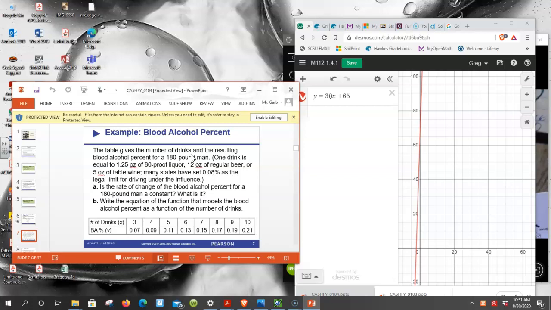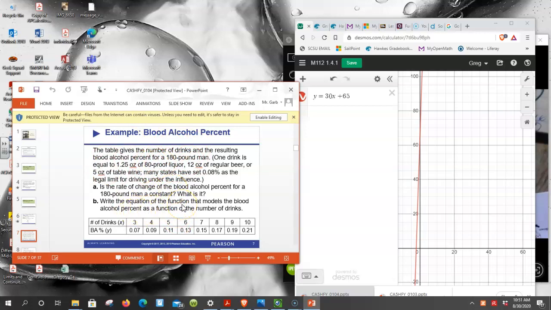All right. So take a look. Is the rate of change of the blood alcohol percent for a 180 pound man constant? That means that if you go up by one drink, does the blood alcohol level go up by the same amount? Yeah, it goes up by 0.02, 0.02, 0.02, 0.02. So it seems like every drink, and this is what they consider a drink, different types, it is constant. It goes up by the same amount.